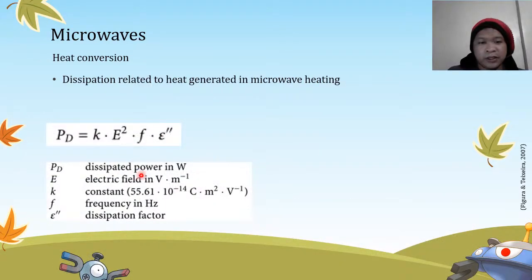So the importance of the epsilon double prime or the dissipation factor is simply that ito yung magiging determinant mo dun sa food material as to how much power is being dissipated. Okay, so the higher this is, the higher the dissipated power in watts. No, parang how much power is actually being transferred into the food. Okay, assuming of course that the other factors are constant.